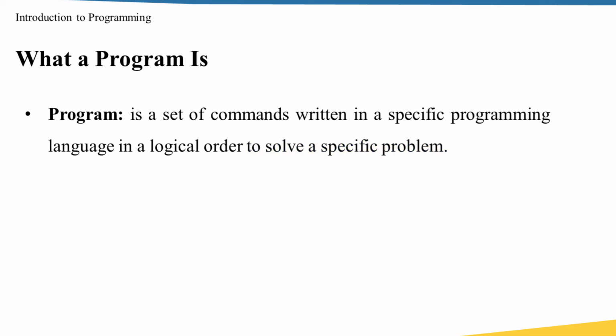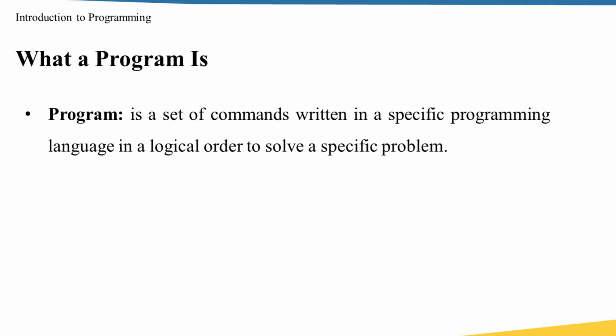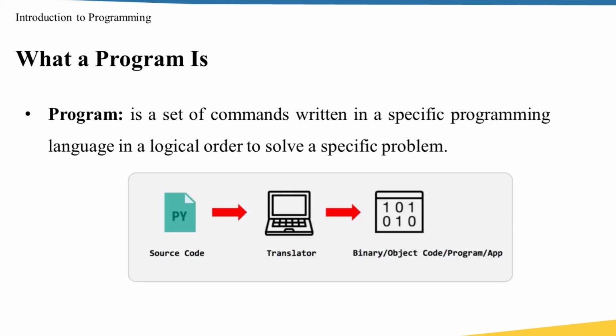If we write our programs using English keywords, how can computers understand these instructions? The answer is very simple. When people developed a programming language, they also developed what we call a translator. The job of the translator is to take our program, which is written in English keywords, and translate this program into binary code, or the language that the computer can understand.